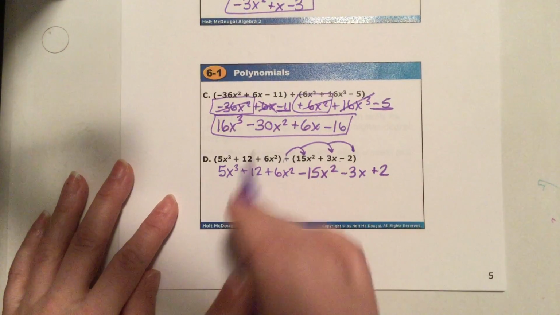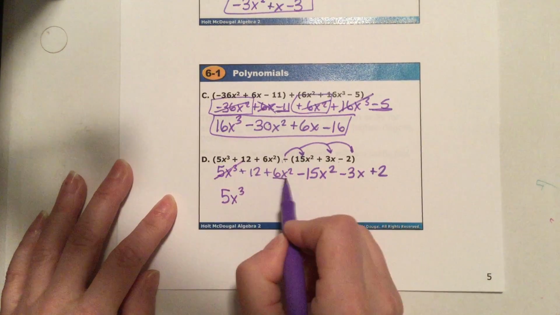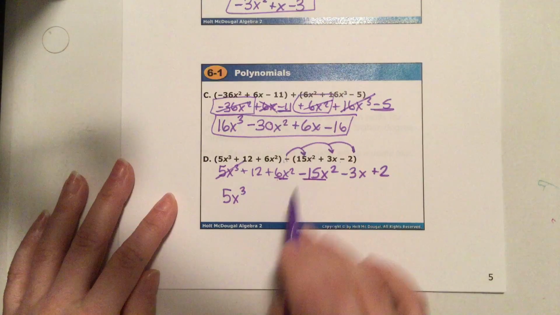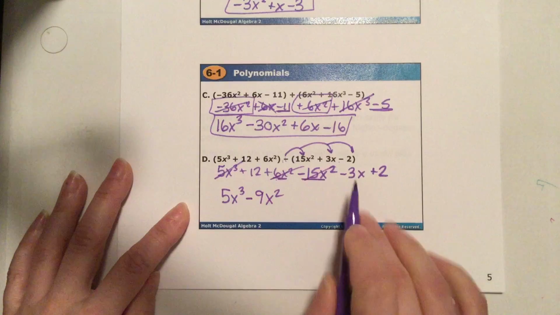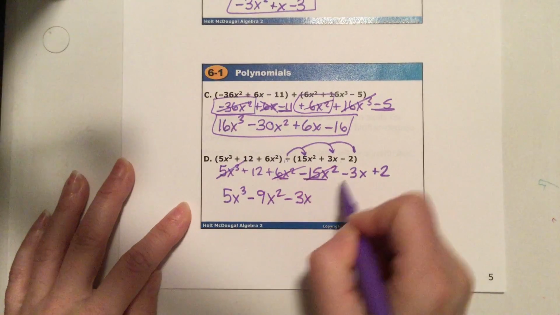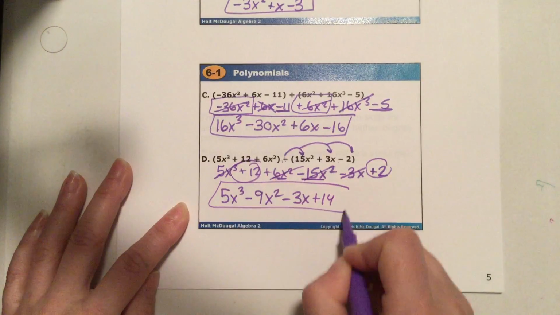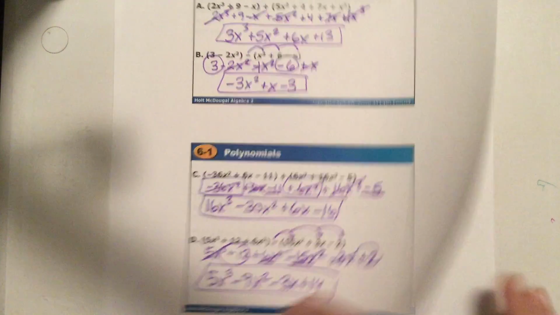So the highest exponent is 5x cubed. This has 2 x's and this has 2 x's. So we go ahead and combine them. 6 minus 15 would be negative 9 x squareds. Then I'd have minus 3x. 12 plus 2 is 14. So adding and subtracting polynomials.